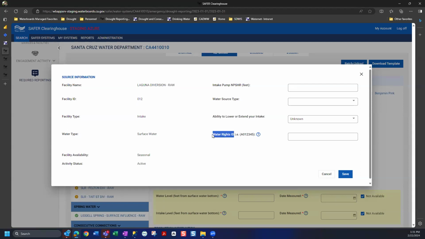Now, you may not have one directly. You may have one indirectly because you buy from someone who has one. Or maybe you have somebody that leases water rights to you. They have a water rights ID. Or perhaps you buy from State Water Project or Central Valley Project, where you have the Bureau of Reclamation or Department of Water Resources, and they have the water rights ID. So whatever the case may be, if you know your water rights ID, you can enter it here.